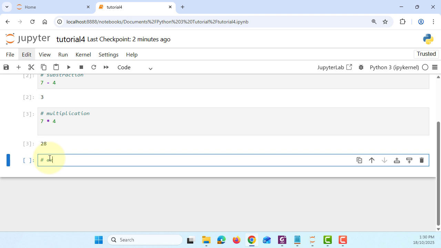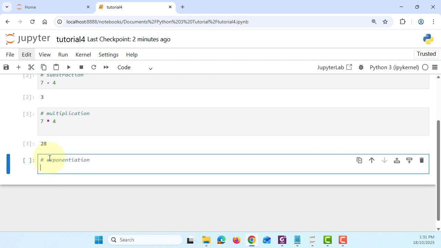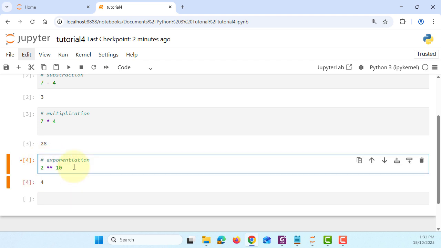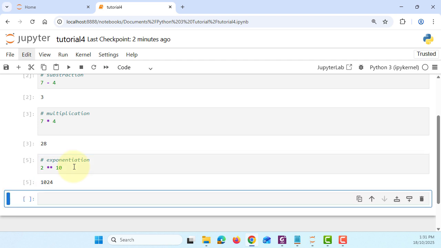And here, explanations. So that will be 2. We use 2 of these asterisks, and then 2. It means 2 power of 2. That's going to give us 4. Okay. We can change it, if we say 10, 2 power of 10 is 1024. Enter. So 1024.